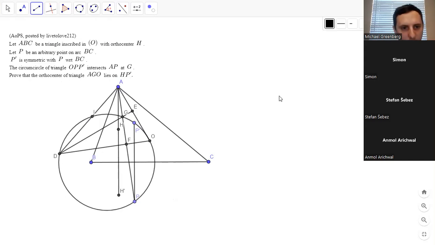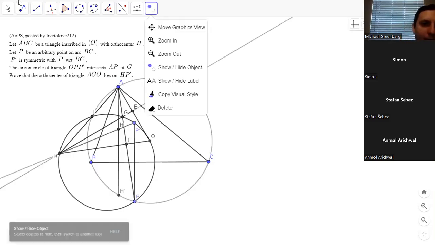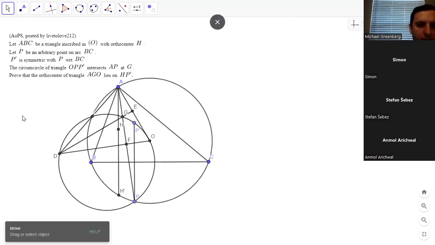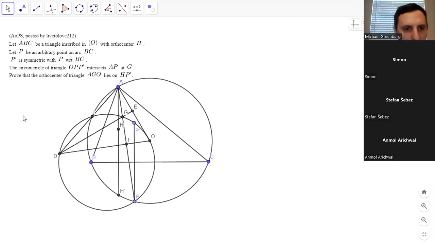But that should be clear since angle DIO is DGO, and that is 180 minus DAO. So basically, OIA is isosceles. So yeah, that's actually a pretty simple proof. That's a good point.